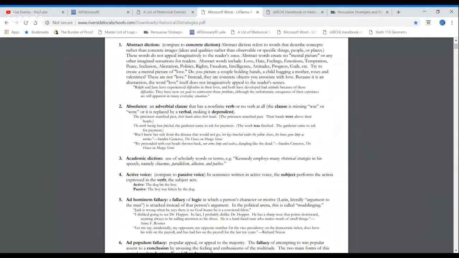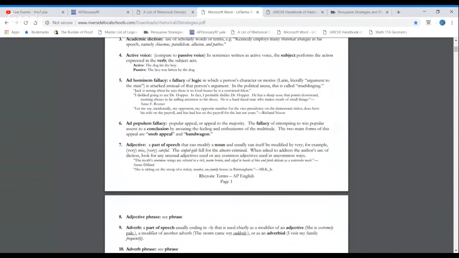Academic diction, use of scholarly words or terms. Example: Kennedy employs many rhetorical strategies in his speech, namely chiasmus, parallelism, allusion, and pathos. Active voice, I've just done that one in the last little bit.